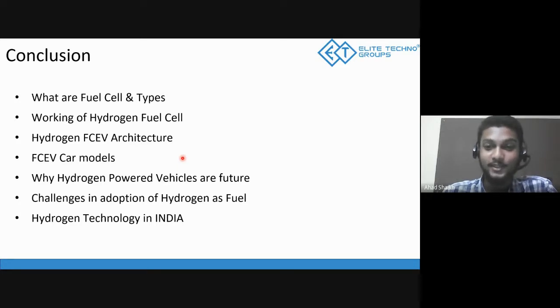So these are a few things we have to see when we are talking about the adoption of battery electric vehicles. And one more thing, in comparison with hydrogen fuel cells: refueling hydrogen doesn't take much time, but charging an electric vehicle takes a lot of time.